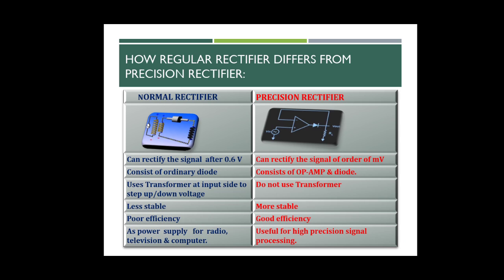not use transformers. A normal rectifier is less stable and has poor efficiency, whereas the precision rectifier is more stable and has good efficiency. A normal rectifier acts as a power supply for the radio, television and computer. The precision rectifier is useful for high precision signal processing.